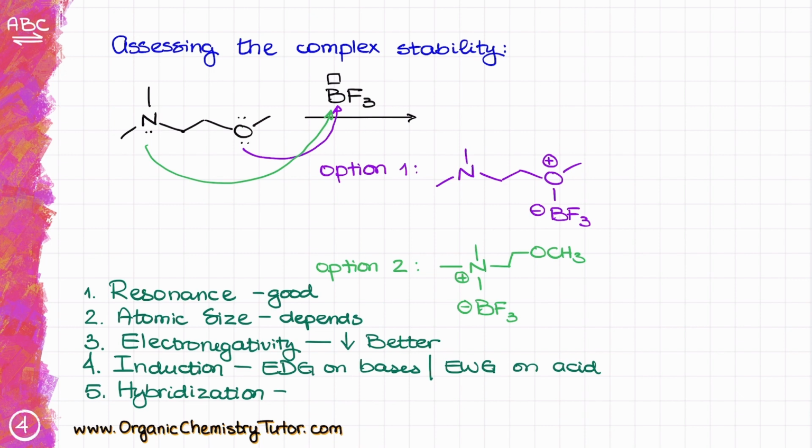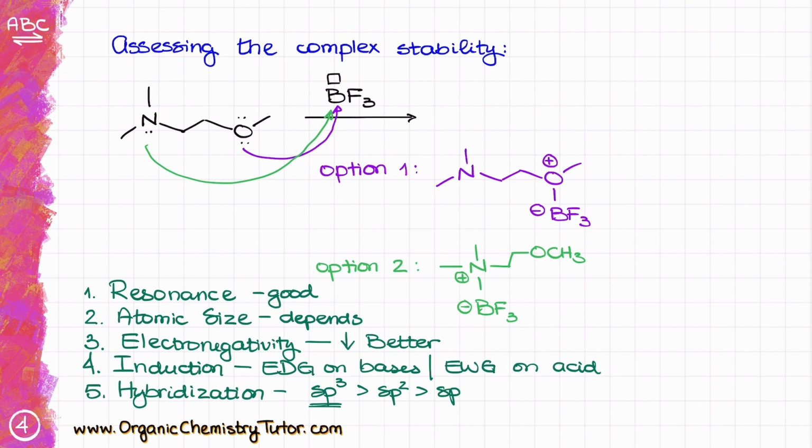Finally, the hybridization. When it comes to the availability of the electron pair, the ideal base is going to be sp3 hybridized, which is a little bit better than sp2 hybridized, which is better than sp hybridized bases. So your ideal base will have an electron pair on the sp3 hybridized atom.